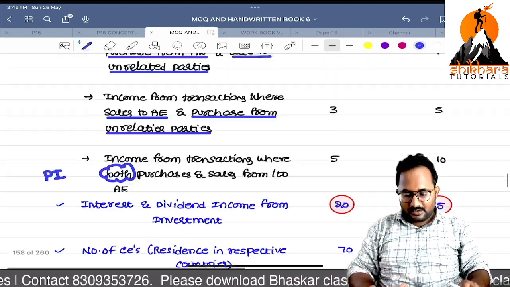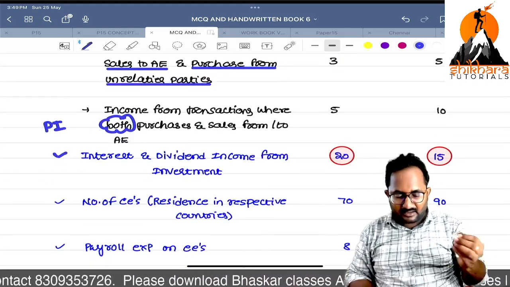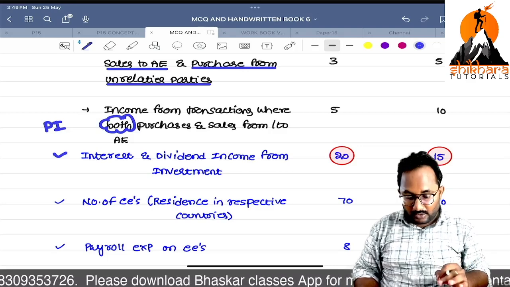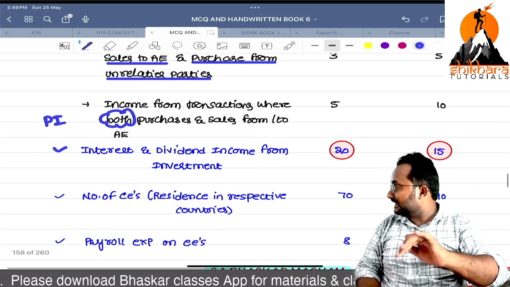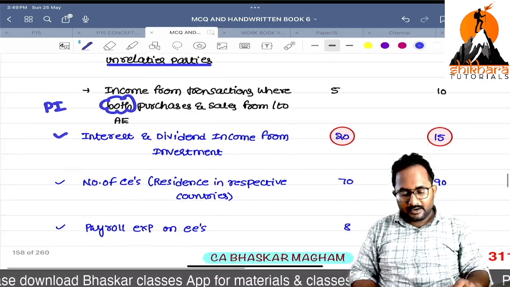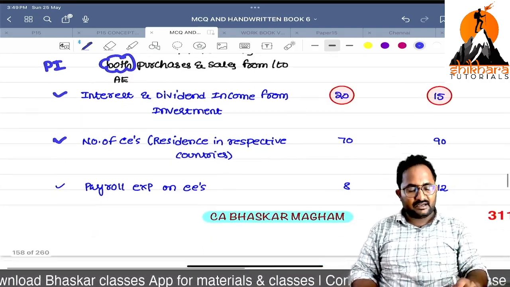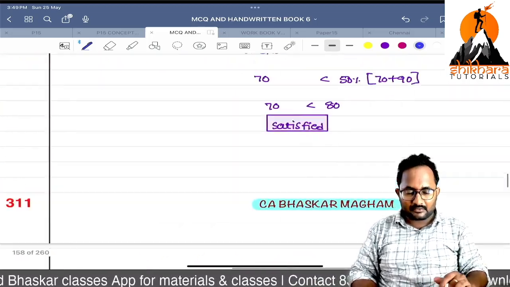That means in your trading operations 25-50, out of that 10 is nothing but passive income. Next, can you tell me this is also passive income? Dividend, royalty, interest, these are all passive income. So dividend and interest in this case are passive income. Now, number of employees in India, outside India, payroll expenses details are also given.